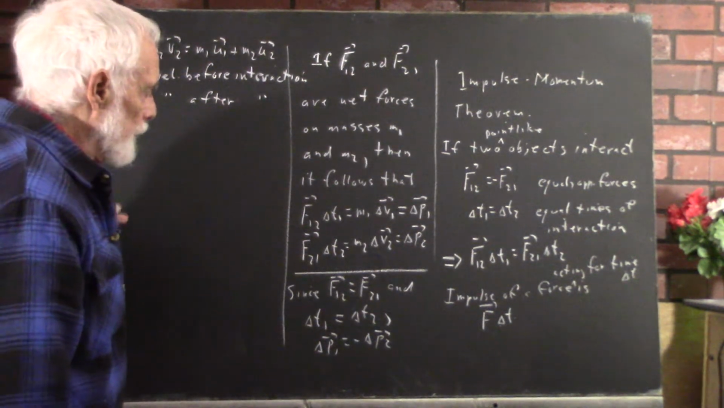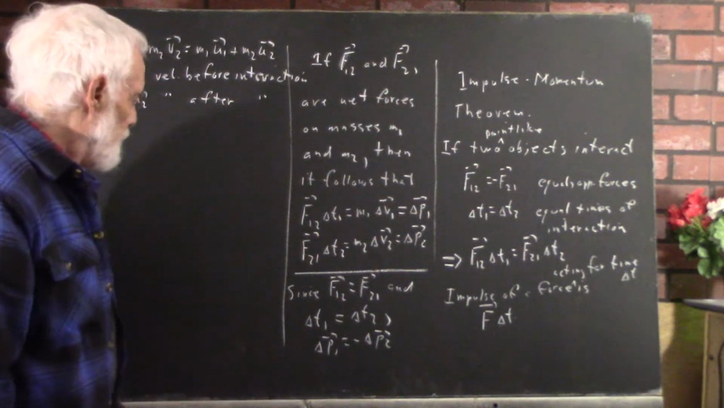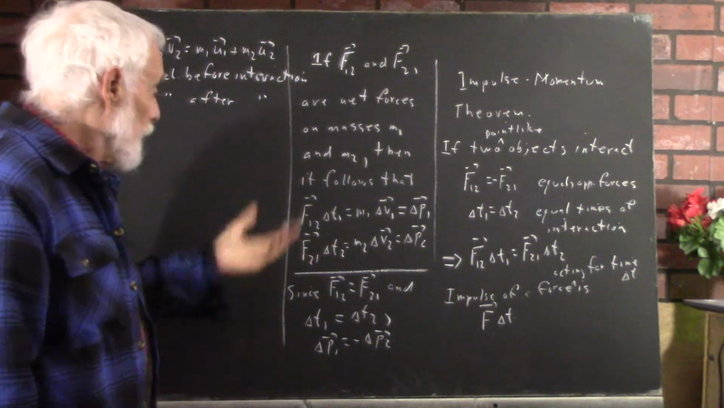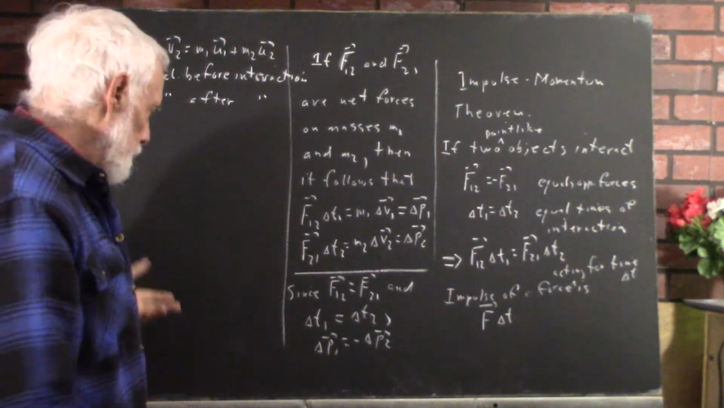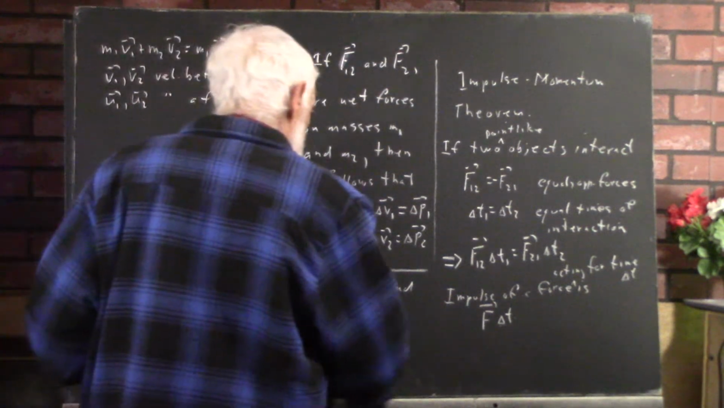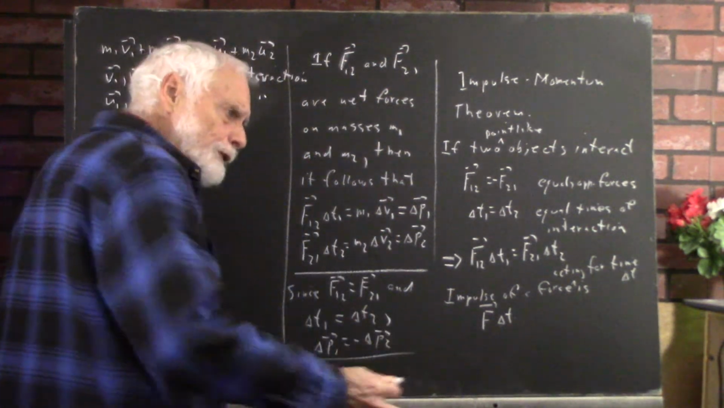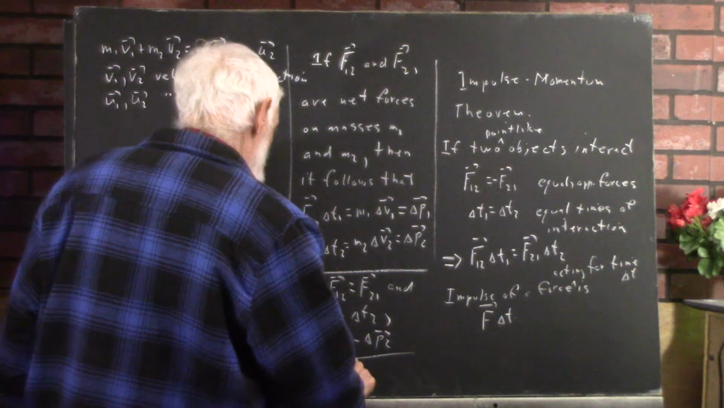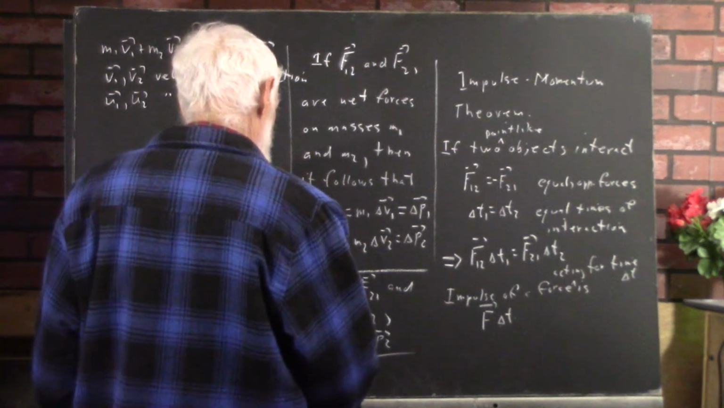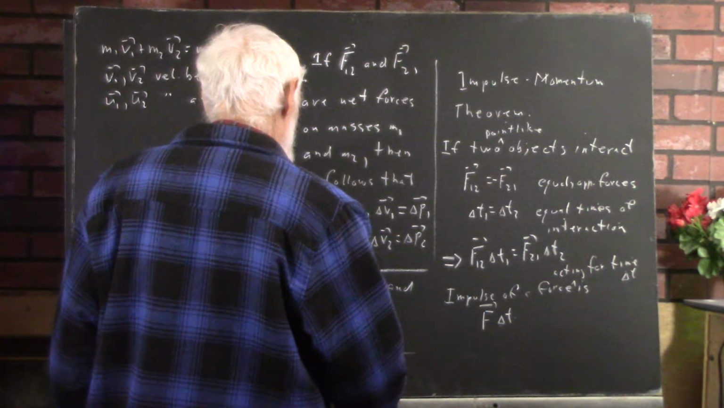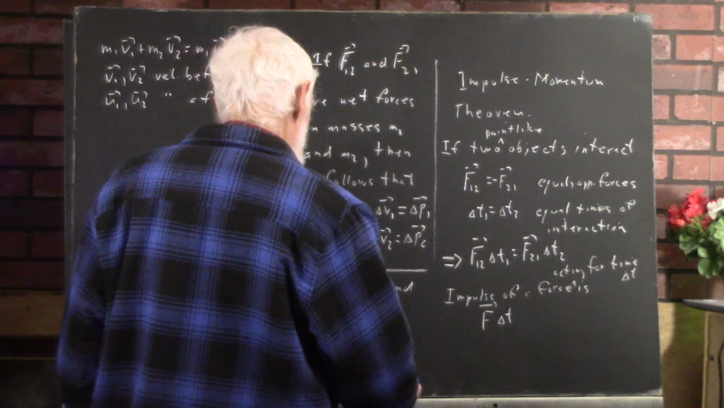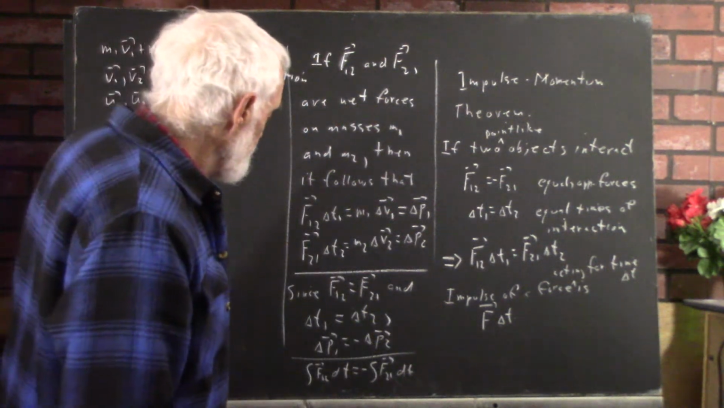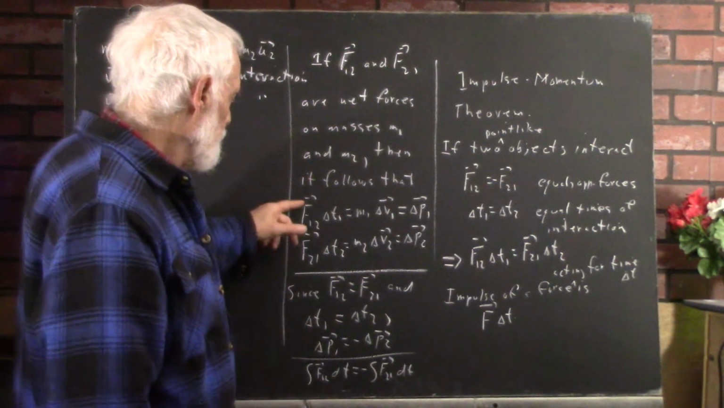U1, U2, the velocities after the interaction. And the interaction occurs for some time delta t. I'll also mention that this could also be expressed in terms of integrals. The integral of F12 dt equals the negative of the integral of F21 dt. And this is what happens if you have a variable force.